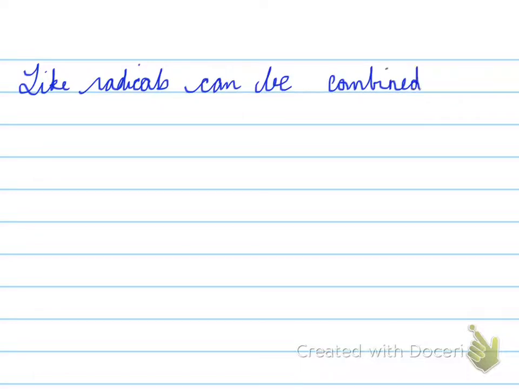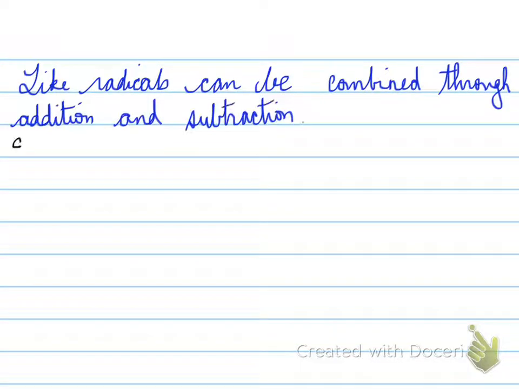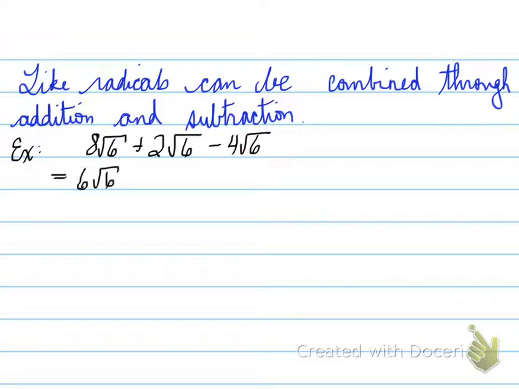Like radicals can be combined through addition and subtraction. An example is 8 root 6 plus 2 root 6 minus 4 root 6. Why does that equal 6 root 6? Well, you have 8 root 6's plus 2 root 6's. That gives us a total of 10 root 6's. And then we subtract 4 root 6, and that gives us a total of 6 root 6.